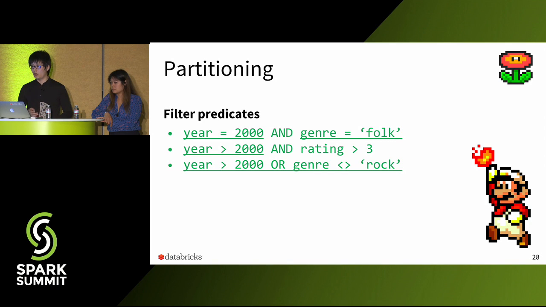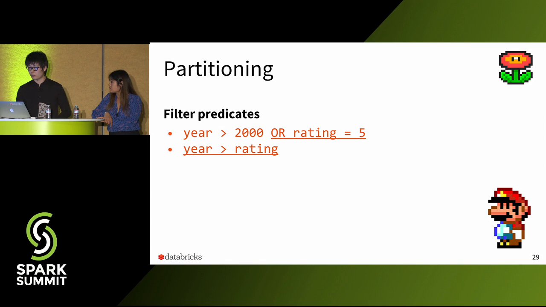only reference partition columns. On the contrary, these two predicates are not very friendly to partition pruning, because the first one is a disjunctive predicate containing a non-partition column. And for the second one, we are comparing a partition column with a non-partition column.